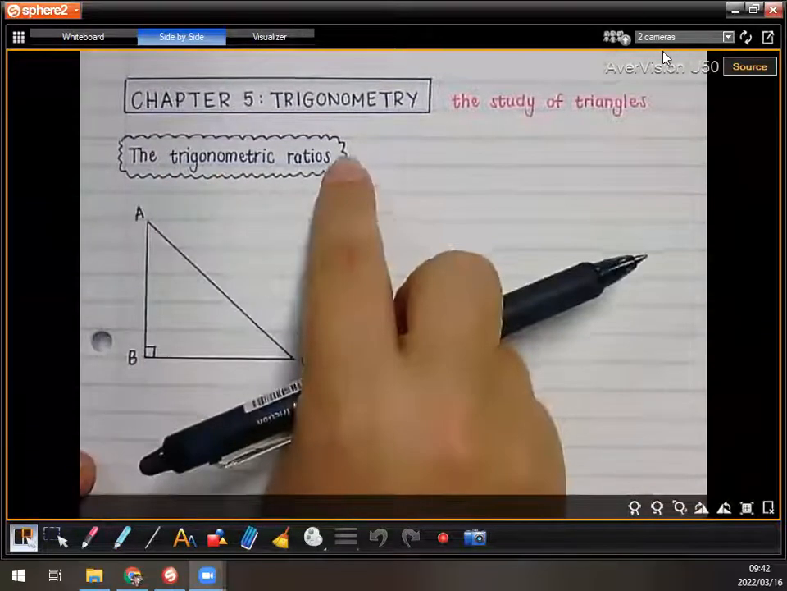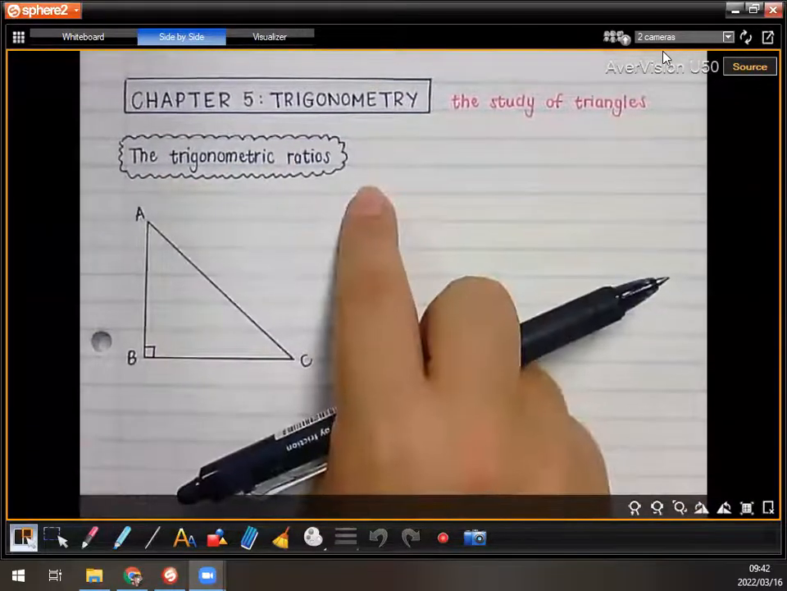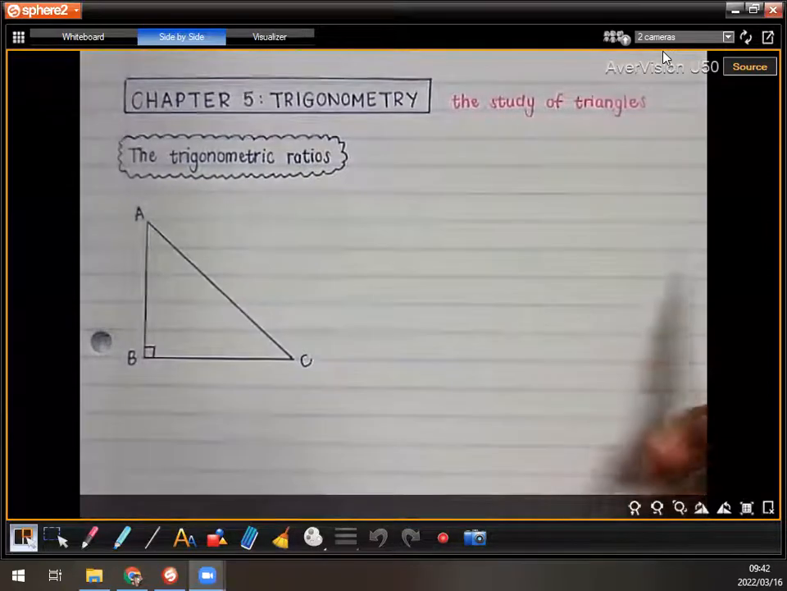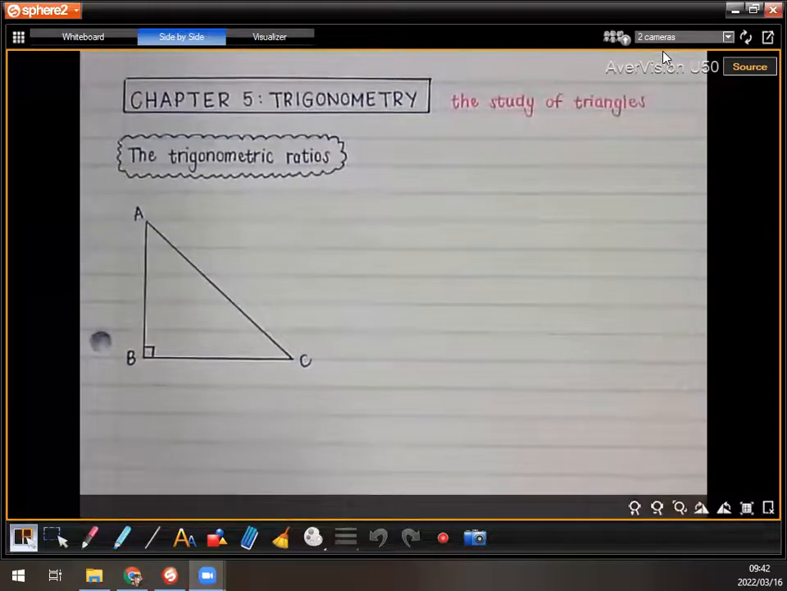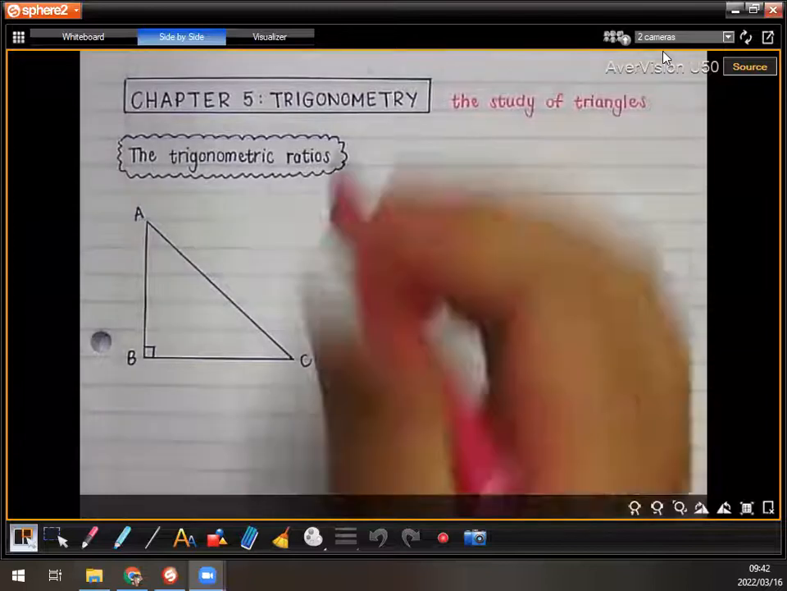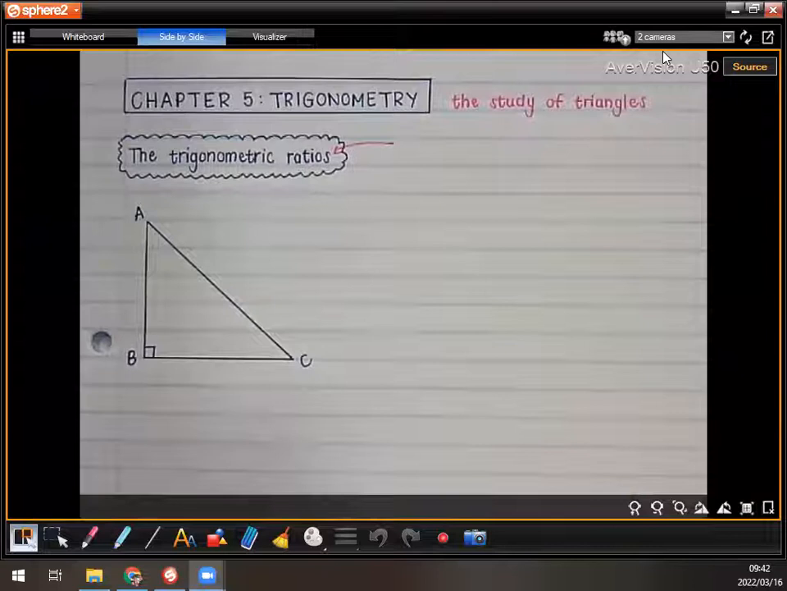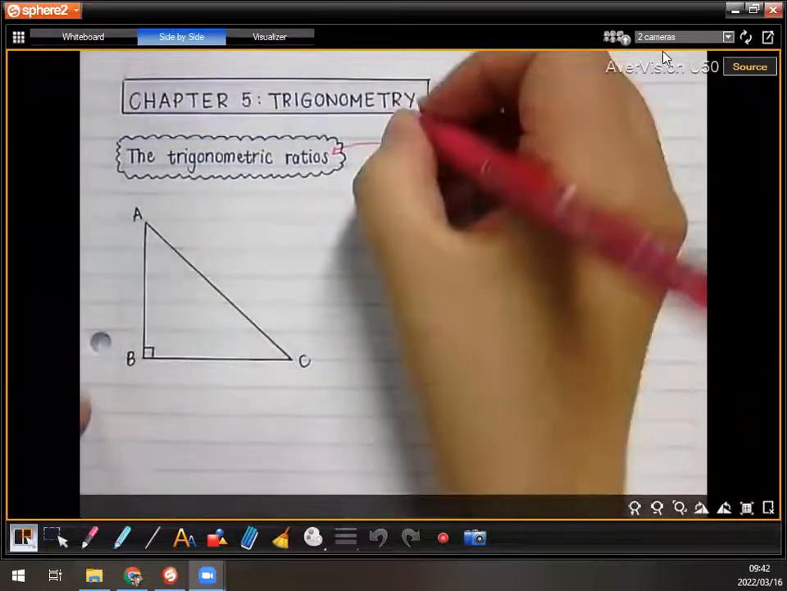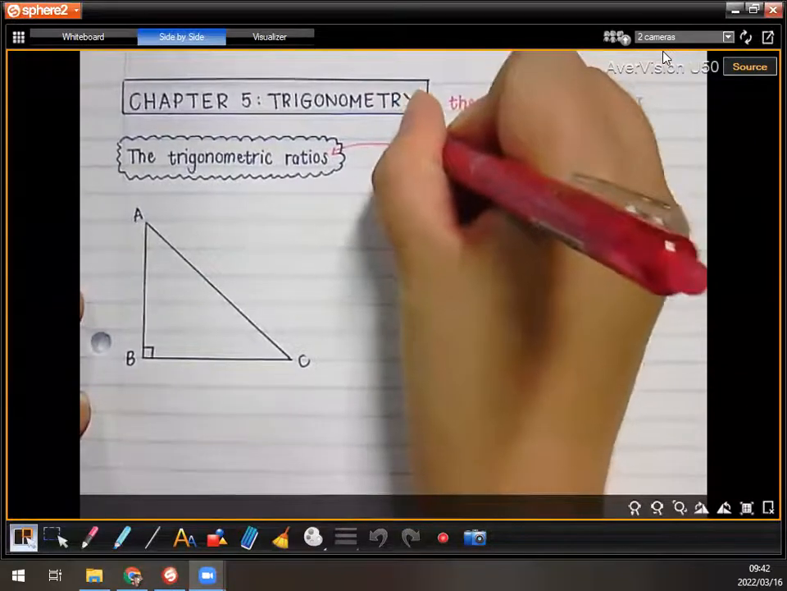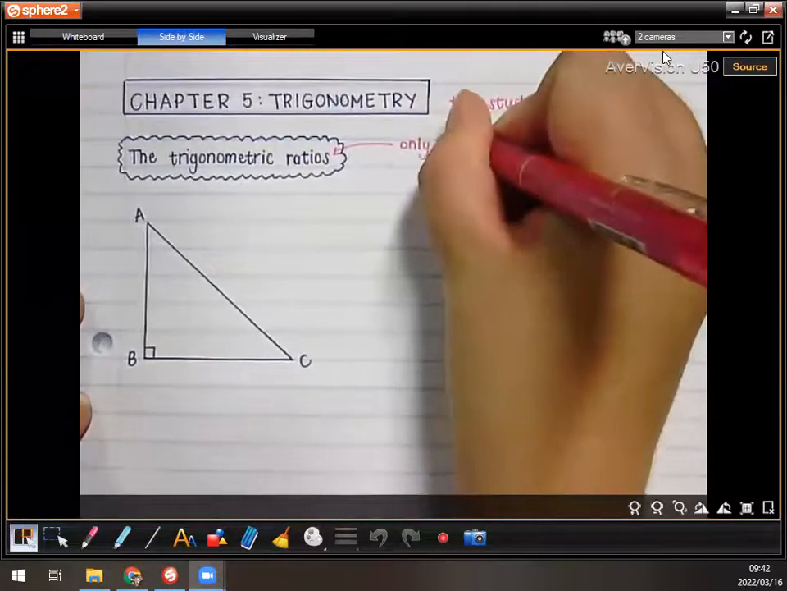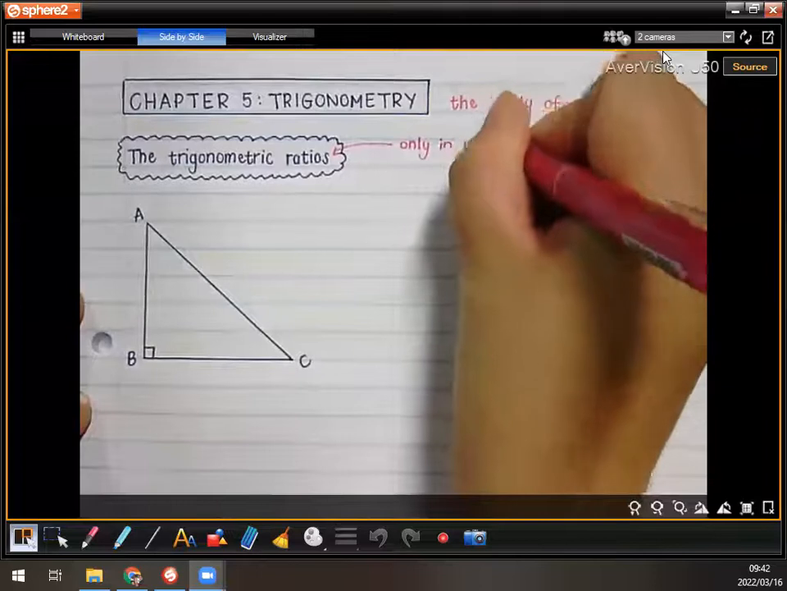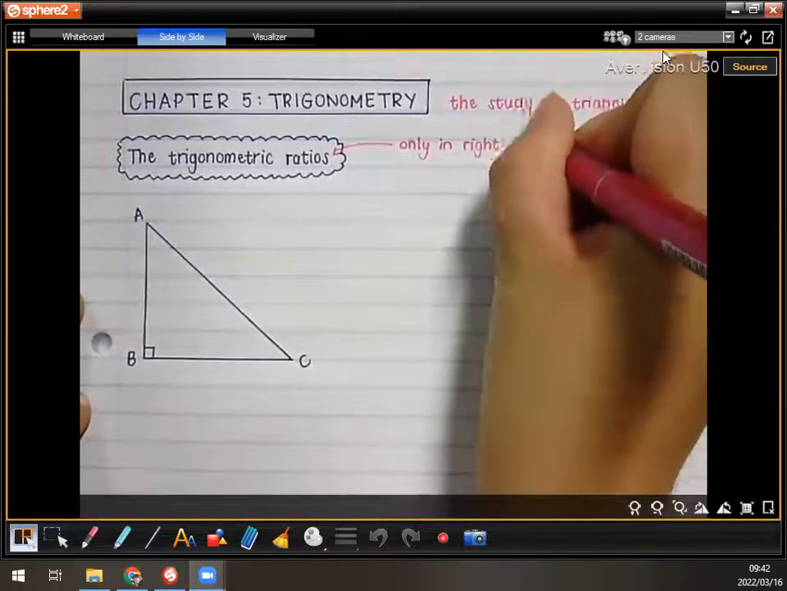Now guys, what is very important is that the trig ratios that I'm going to teach you today only work in right angle triangles. In grade 11, I'm going to show you how we can use trig in non-right angle triangles, but for now, only in right angle triangles. Just like Pythagoras, right? Pythagoras we can also only use in right angle triangles. It's the same thing with these trig ratios.